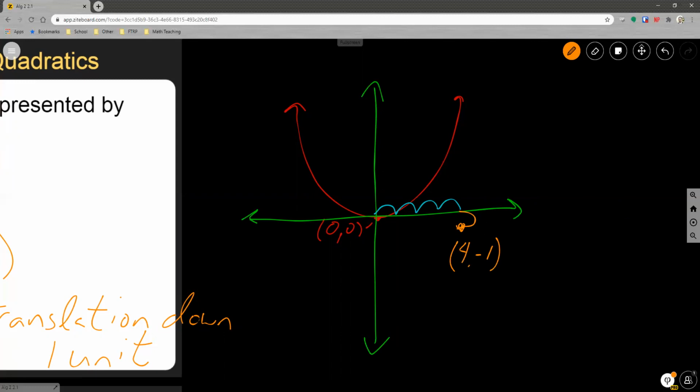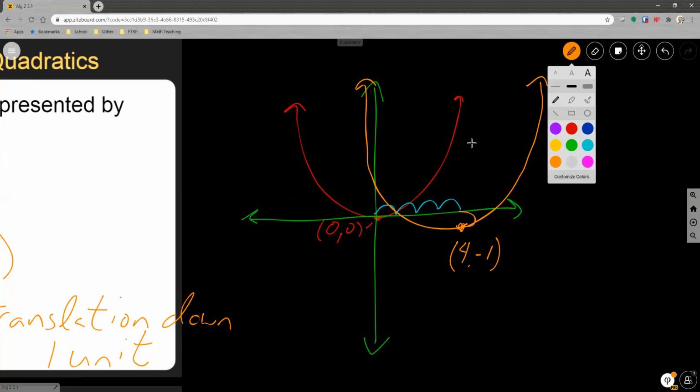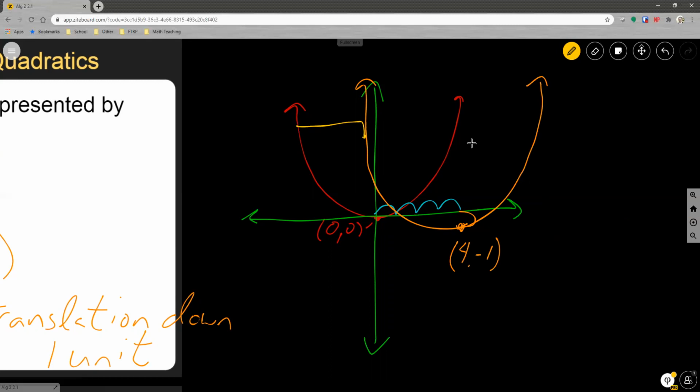And if I drew my parabola, it would just look exactly the same otherwise, just moved. So every point on this graph has been moved to the right 4 and down 1. To the right 4 and down 1. Kind of goofed that up. To the right 4, down 1, etc. Fix that one. So every point on this graph, the red graph, has been translated to the right 4, translated 1 down, and it creates that new orange graph that represents our new function.